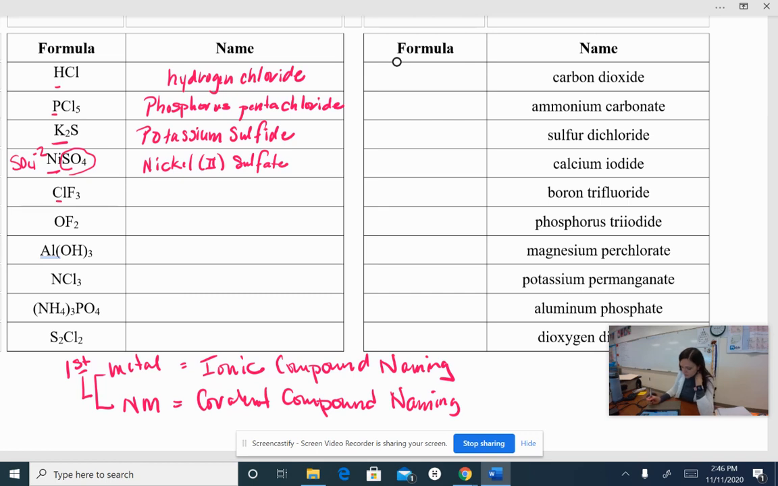Chlorine is a nonmetal, so we're going to use our covalent naming rules. So we're going to call this chlorine. We've got 3, trifluoride. Okay, oxygen is also a nonmetal, so we're going to use our covalent naming rules. So oxygen difluoride. Oops, that needs to be U. Let's change that out.